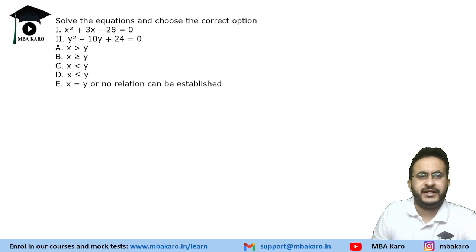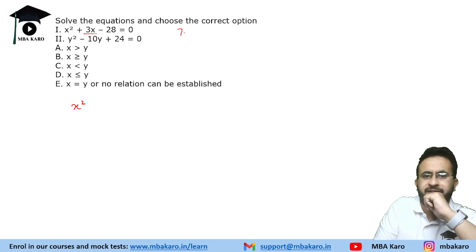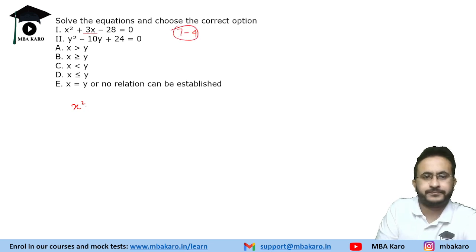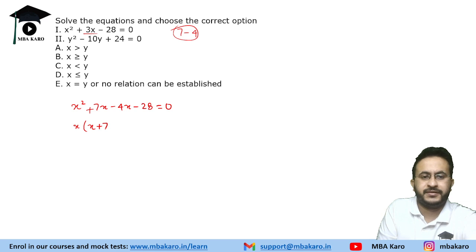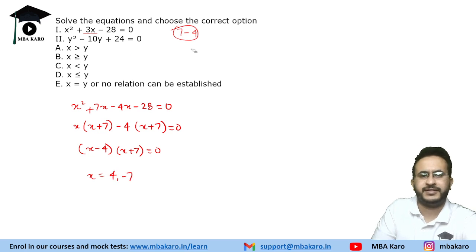x square plus 3x minus 28 is equal to 0. So we have x square plus 7x minus 4x minus 28 equals 0. Okay, so x plus 7 minus 4 times x plus 7 equals 0. So x minus 4 times x plus 7 equals 0. So x is equal to 4 or minus 7, right? So the answers are 4 and minus 7.